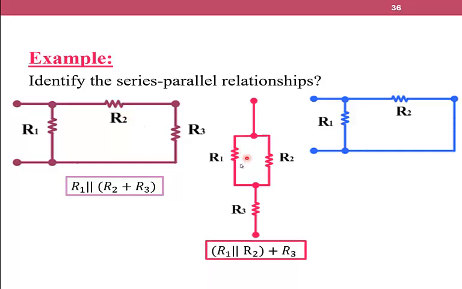In the second figure, R1 is in parallel with R2, so R1 parallel to R2, and they are in series with R3. In the third figure, R1 and R2 are connected in parallel. You may notice that the first terminals of the first and second resistors are connected to the same node, and on the other side, the second terminals of R1 and R2 are connected to the same node.